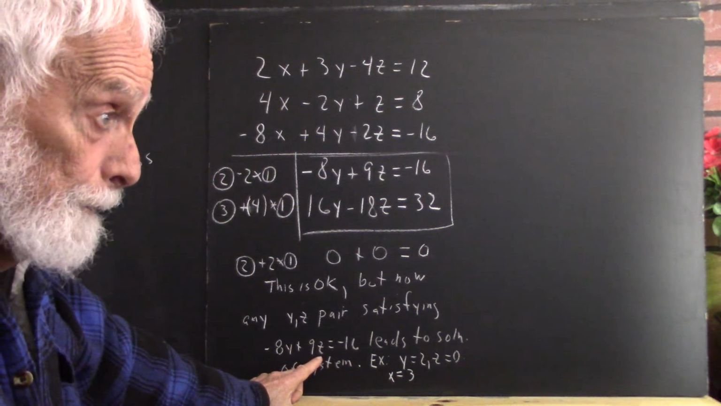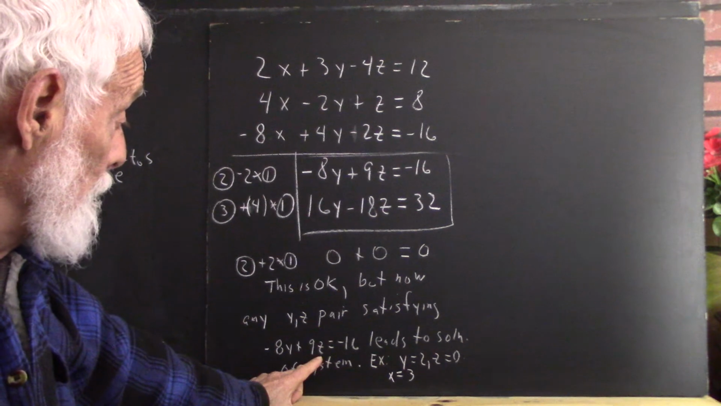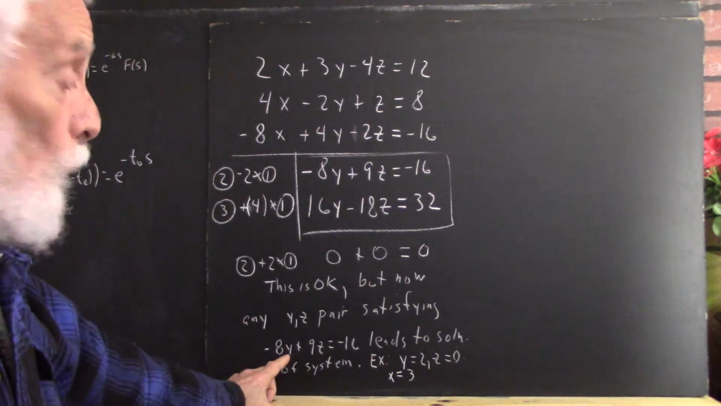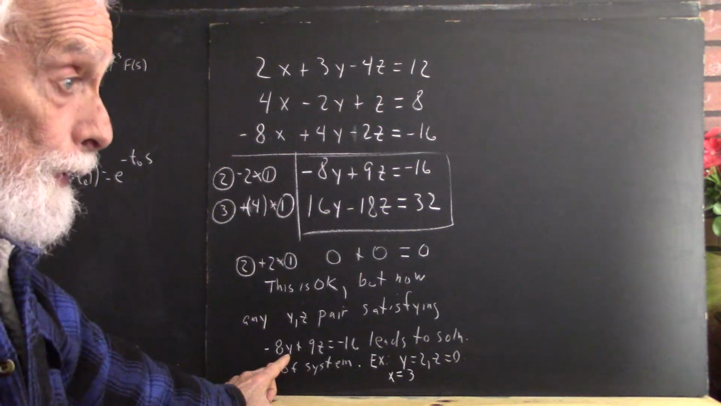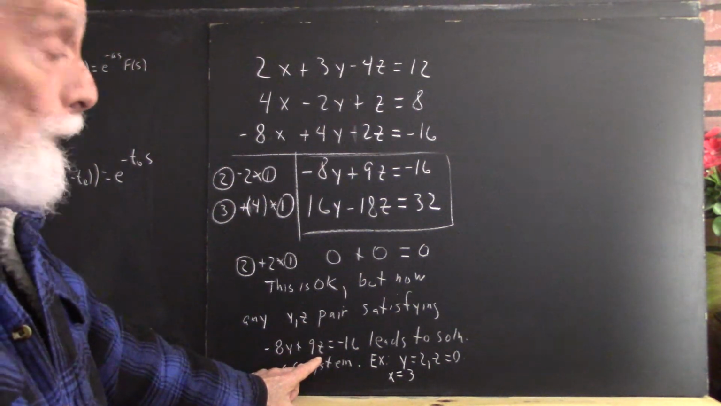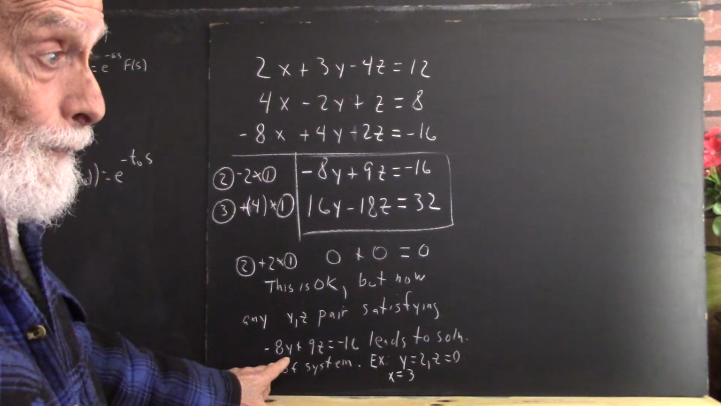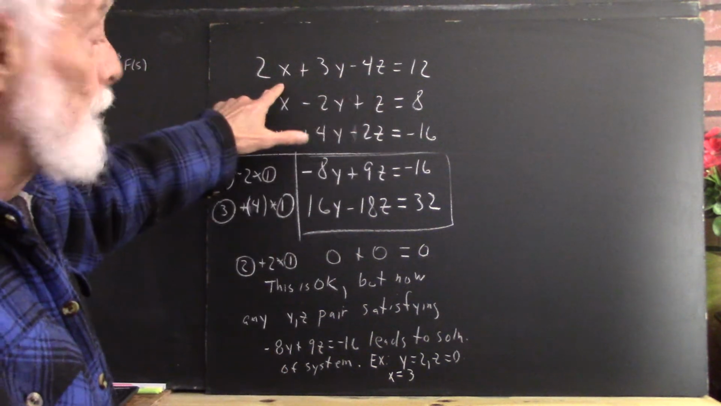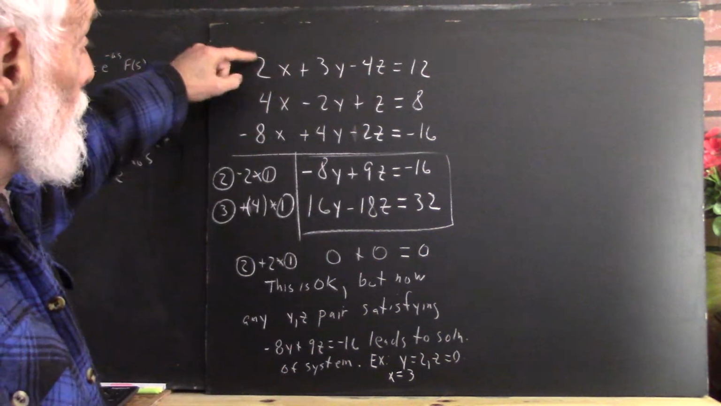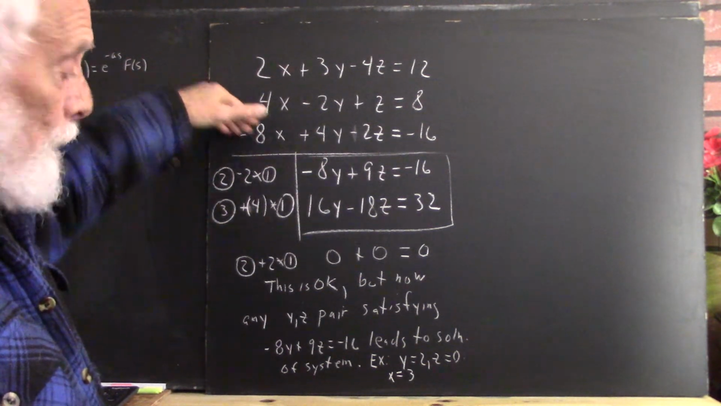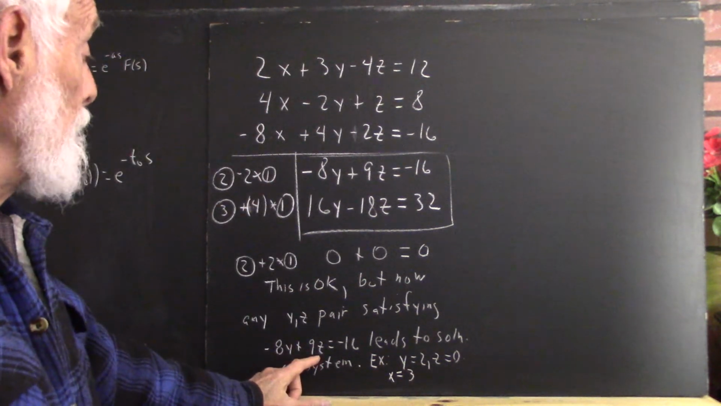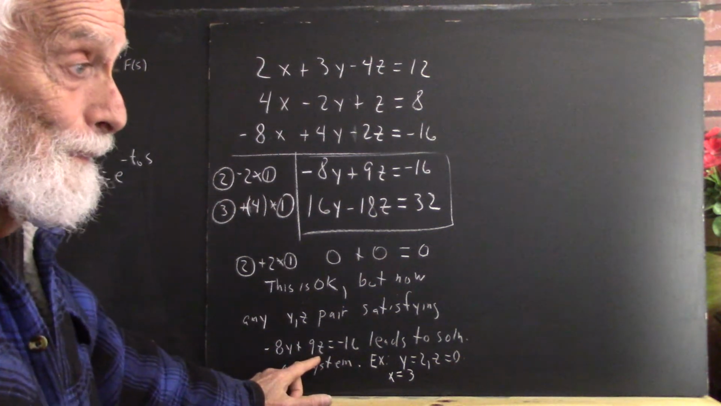Okay, pick any z, and you can find a y for that z. Just plug in any number for z, solve for y. Put those two numbers in here and solve for x. The solution will work in the other two equations. So there are infinitely many ways you can choose z.